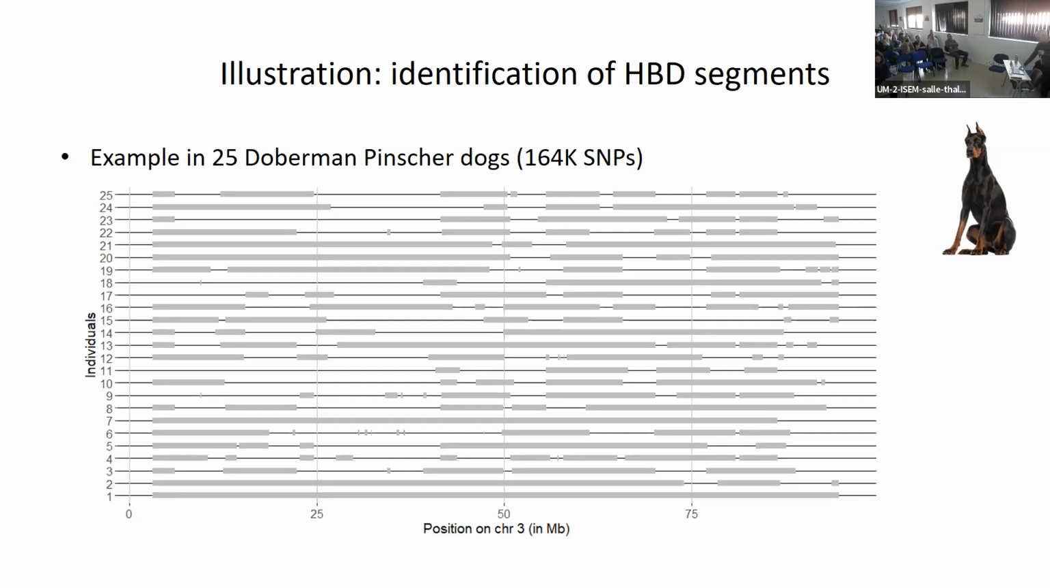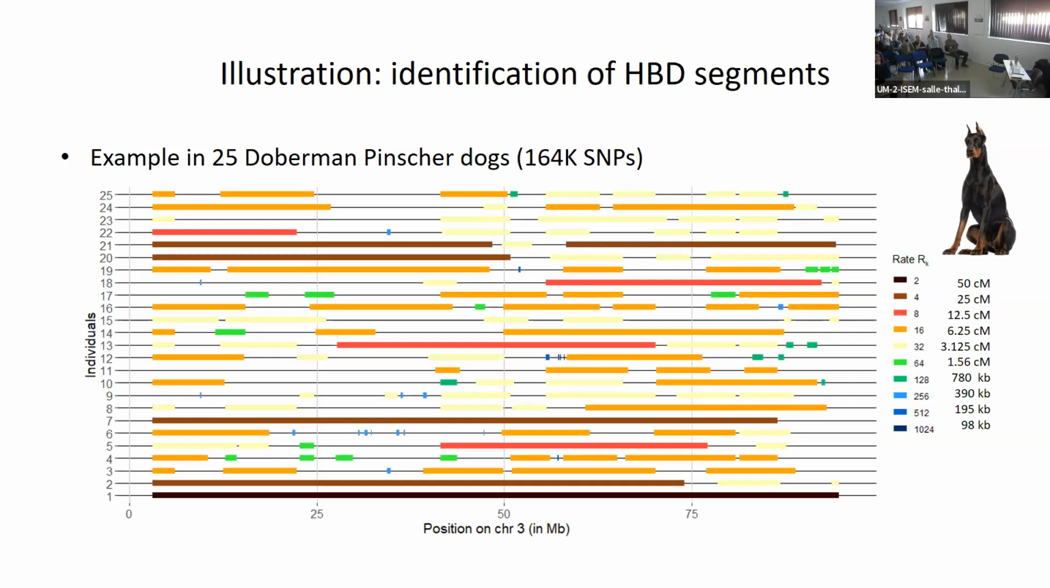So what the classification will do is to assign every one of these HBD segments to a different class. So every class has a different color. And so here are the rates of the different classes. So it goes from 2 to 2000. The 2 are the very long segments, and 1000 are very short segments. And to help you, I put the expected length, which is easier to read than the rate. And so, for instance, with a rate of 2, the expected length would be 50 centimorgans, and with a rate of 1000, it would be 100 kb.